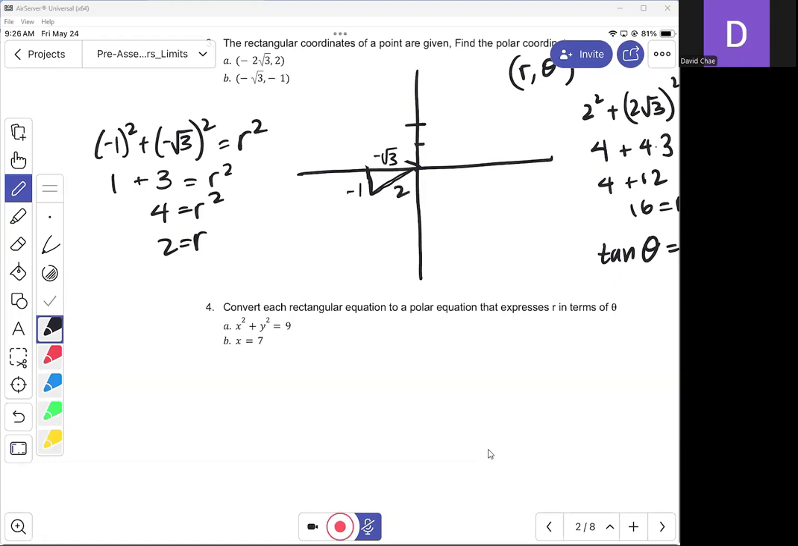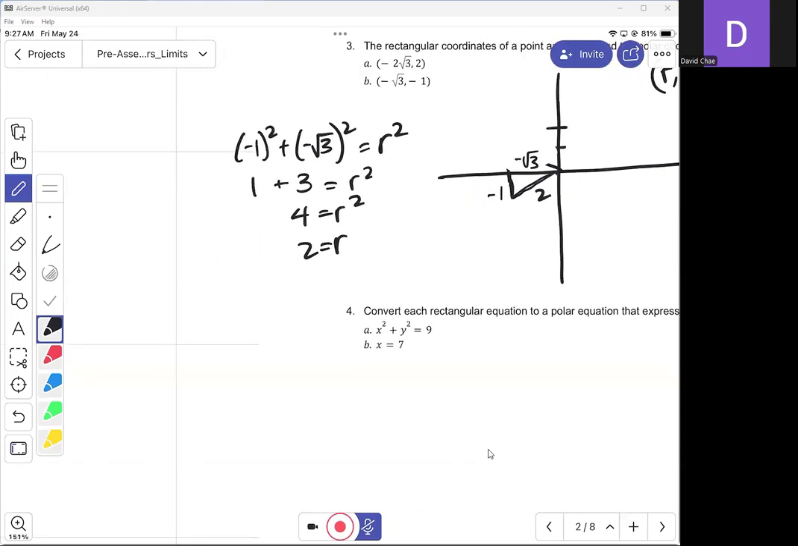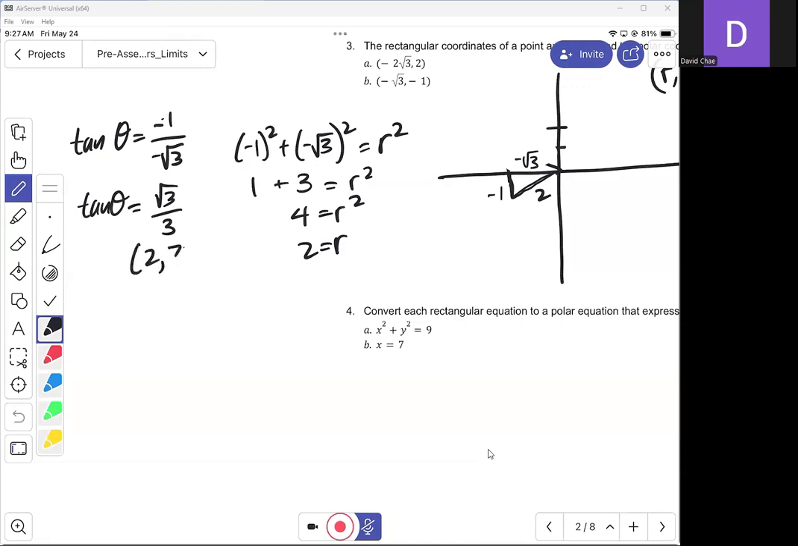Okay. And then the theta would be the opposite over adjacent. So the tangent of that, pretty much do the same thing where it's tangent of theta is equal to -1 over negative radical 3. So the negatives cancel out. This would be radical 3 over 3. So where is tangent equal to radical 3 over 3 in the third quadrant? And that would be 7 pi over 6. So it'd be 2 comma 7 pi over 6. That would be your answer.